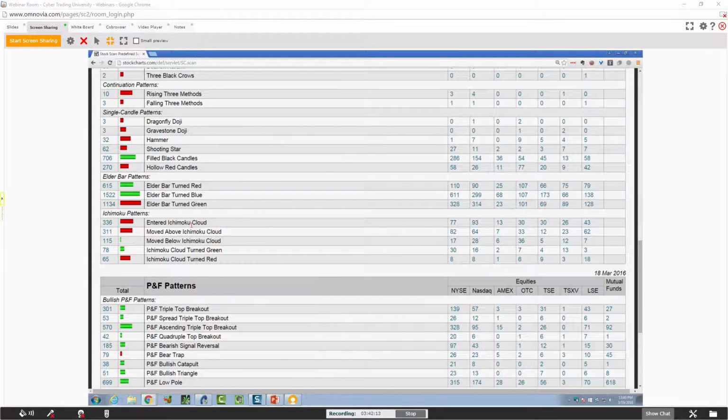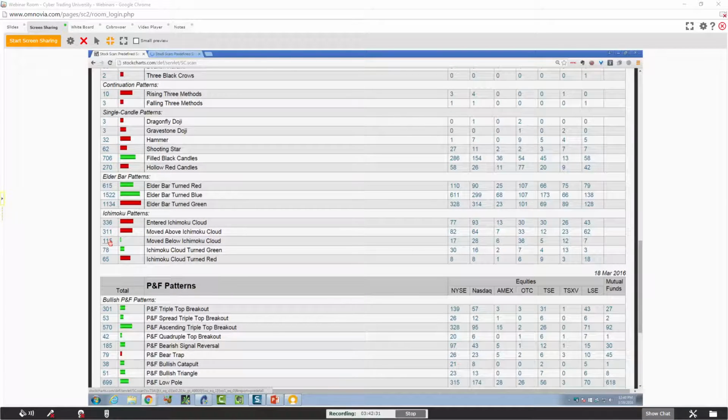Ichimoku. So you could go enter the cloud, which is interesting. That's going to tell you stuff that's just now entering the cloud, and if it enters the cloud, it's either going to go through it or it's going to fail at it, right? Moved above the cloud, I like that. Moved below the cloud. So for time's sake, let's just go moved above and moved below.